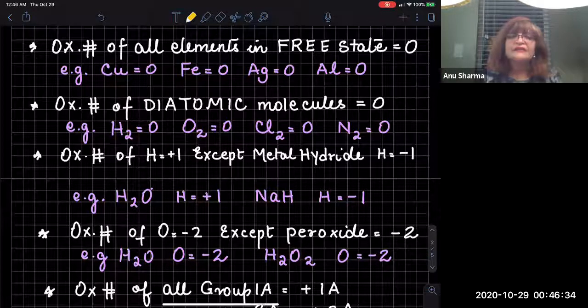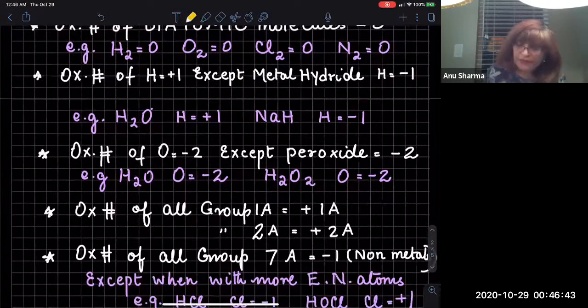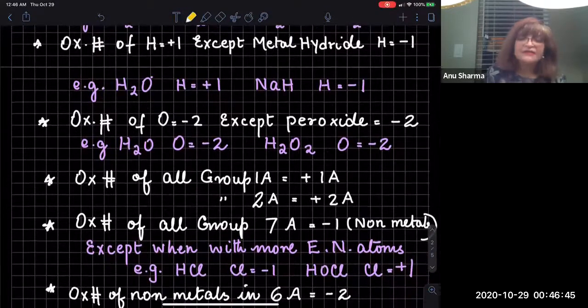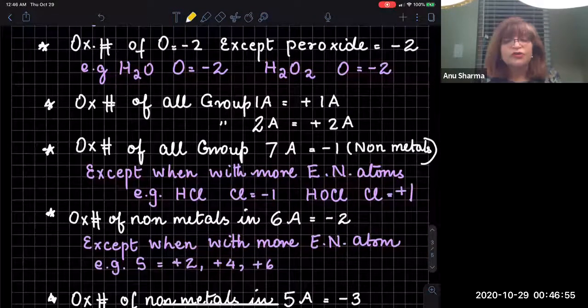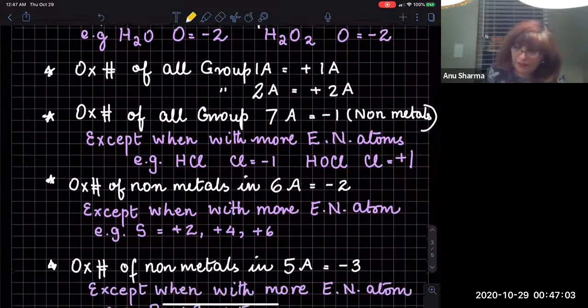Next, the oxidation number of hydrogen is always going to be +1, except when hydrogen is in a metal hydride such as sodium hydride. In that case, hydrogen's oxidation number is -1. The oxidation number of oxygen is always going to be -2, except in a peroxide, and that peroxide is like H2O2. So oxygen will always have -2, but if oxygen is in the H2O2 state, it is going to be -1.